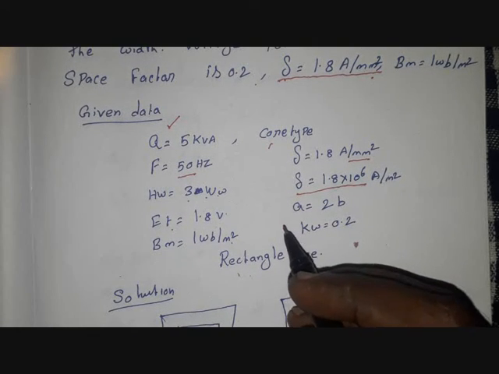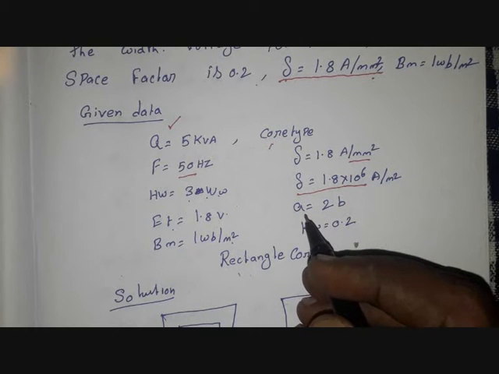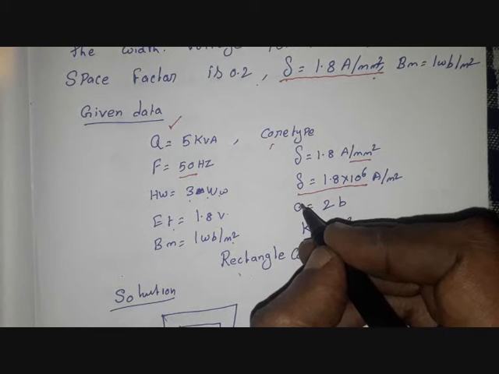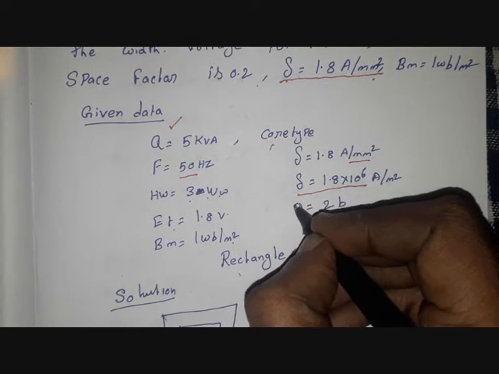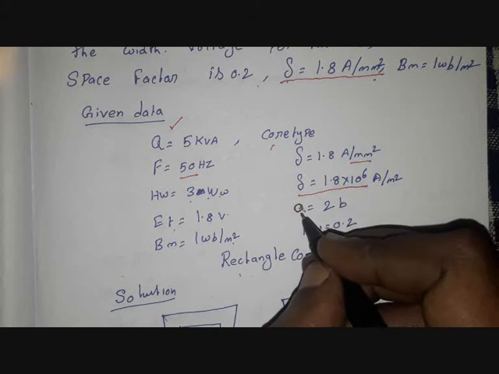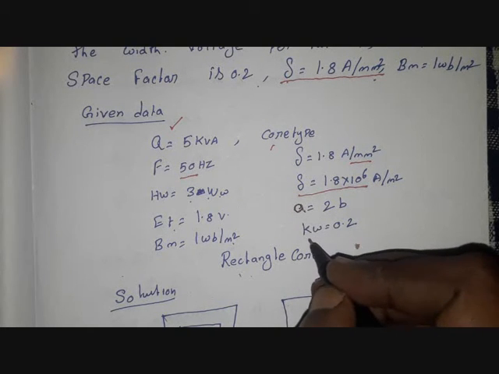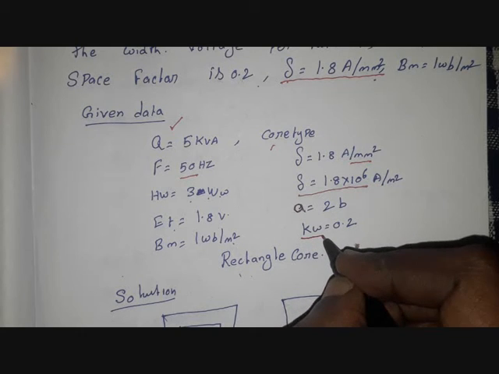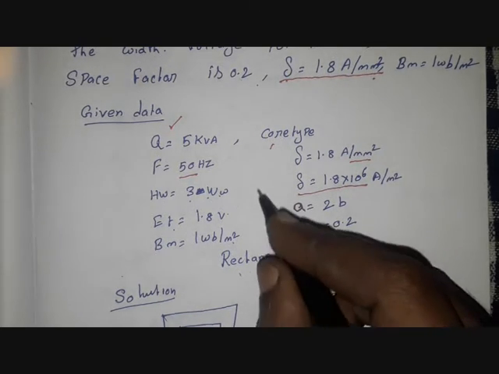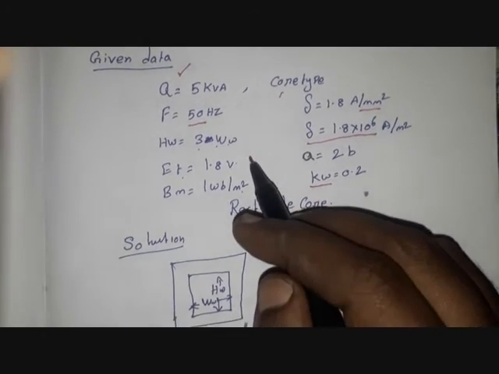Then here we have A is equal to 2B. That means the rectangle value. Then winding factor Kw. It is a rectangle core. So this is all in the given data. Let me move to the solution.